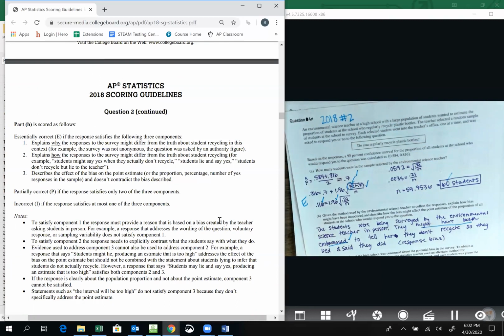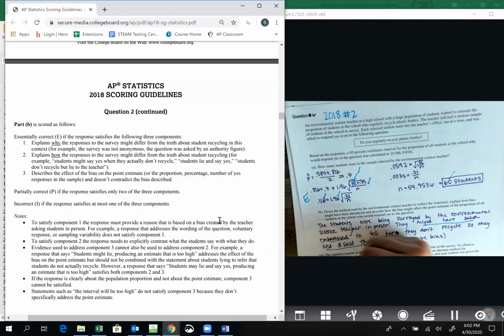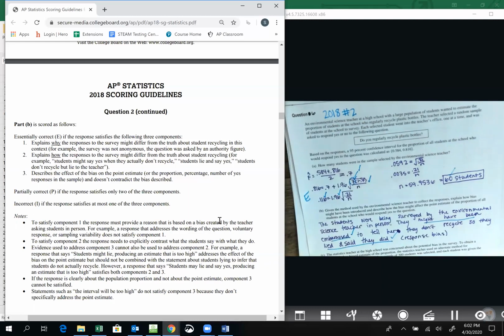Explain how the responses to the survey might differ from the truth about student recycling. For example, students might say yes when they actually don't. So they lied and said they did. So students might say yes when they don't actually recycle. Students lie and say yes. Students don't recycle but lie to the teacher. Something like that about how their answers would be different from the truth.